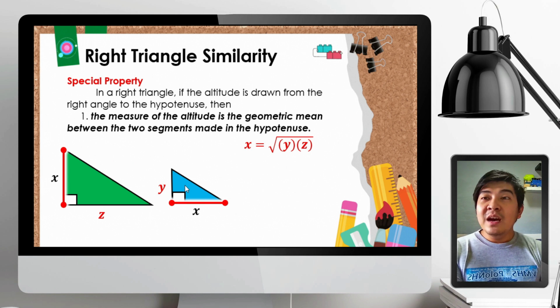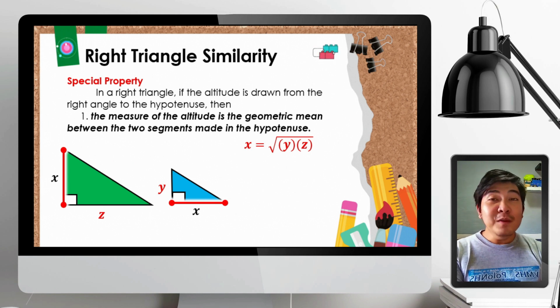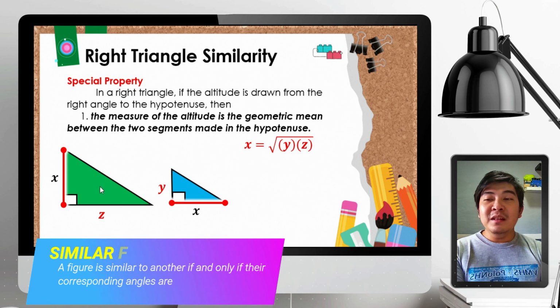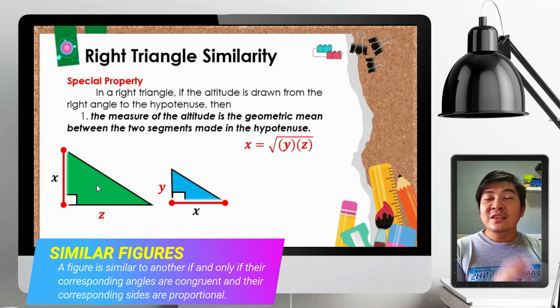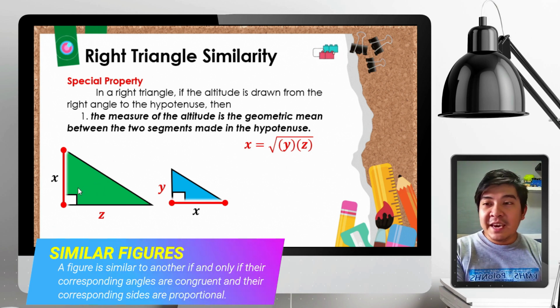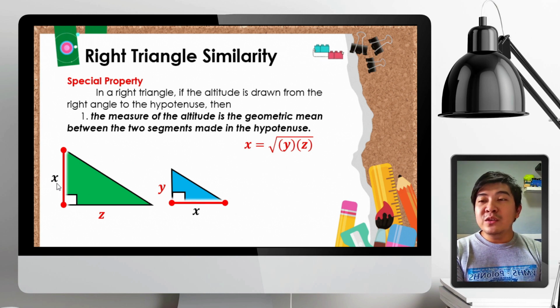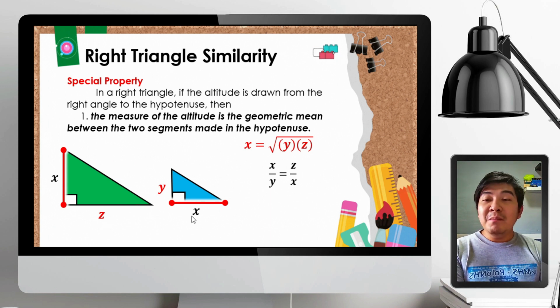So, let us have the proportional sides. So, kung maaalala mo, if the figures are similar, then the sides are proportional. So, let us now form a proportion out of the sides. So, the first ratio that we are going to use will be X and Y. So, that will be X over Y is equal to Z over X. So remember, we need to get the value of X, or the measure of X. Then we will be using the cross multiplication. So X times X is equal to Y times Z. So X times X, that will be X squared, is equal to Y times Z.